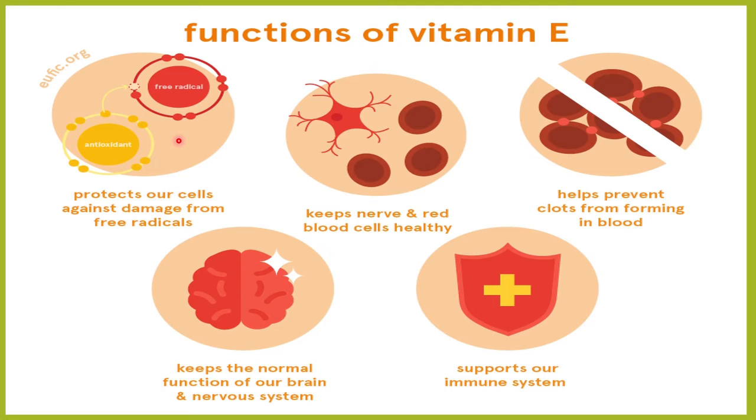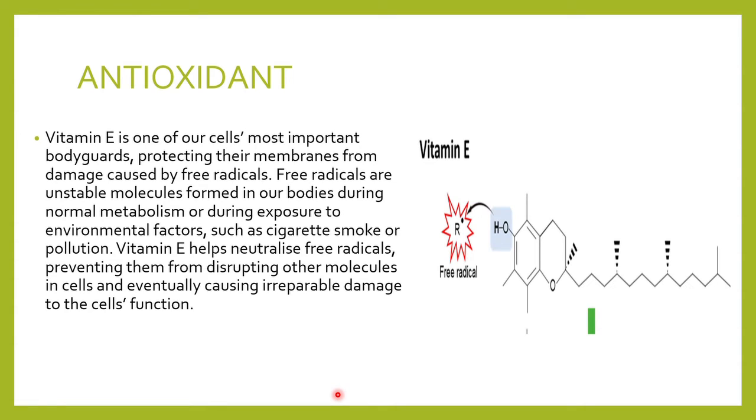So it will see that the cell membranes are stable, the membranes are not disrupted, there is no hemolysis. It keeps the nerves and the red cells healthy, it will prevent the blood from clotting, it keeps the normal function of the brain, and it supports our immune system. So these will be the main functions of vitamin E. Because I have told you that it is an antioxidant, it is like a bodyguard. ये बॉडीगार्ड की तरह फंक्शन करता है और हमारे मेम्ब्रेन्स को डैमेज से बचाता है.